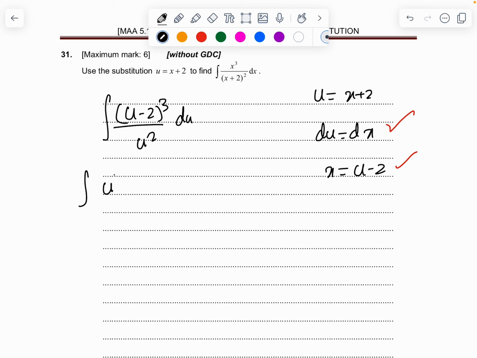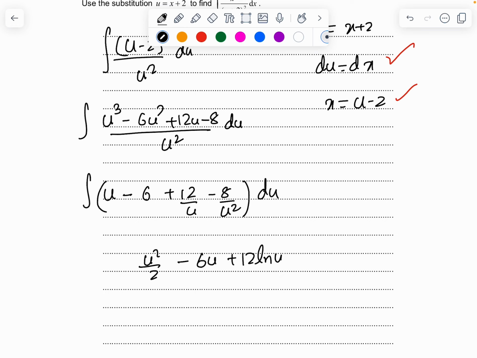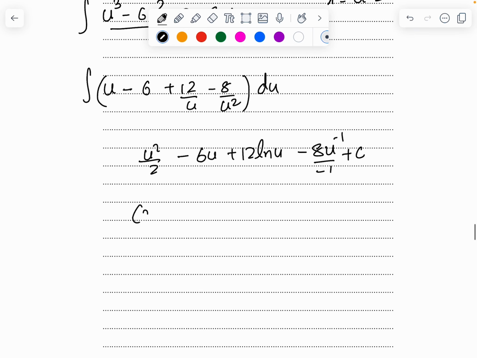So u minus 2 whole cube is u cube minus 6u square plus 12u minus 8 divided by u square du. So u cube by u square is u minus 6 plus 12 upon u minus 8 upon u square du. So the integral will be u square upon 2 minus 6u plus 12 on u minus 8 u power minus 1 upon minus 1 plus c. So u is nothing but what? x plus 2 whole square upon 2 minus 6 times x plus 2 plus 12 on x plus 2 plus 8 upon x plus 2 plus c.